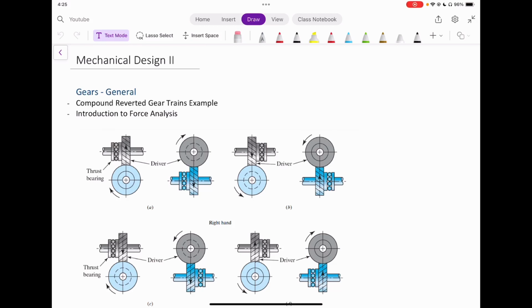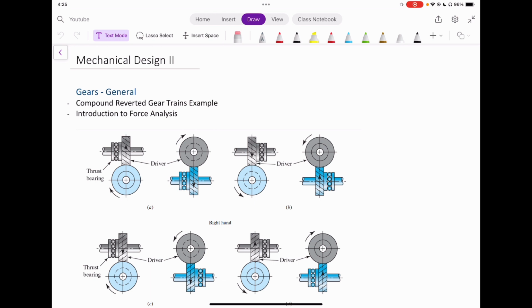Hey everyone, in this video we're going to talk about gears in general and specifically gear train examples and a compound reverted gear train example. And we're also going to be introducing force analysis in this video. So this video is part of a lecture series on mechanical design 2. So if you haven't checked out other videos before that, please go back to the other videos.